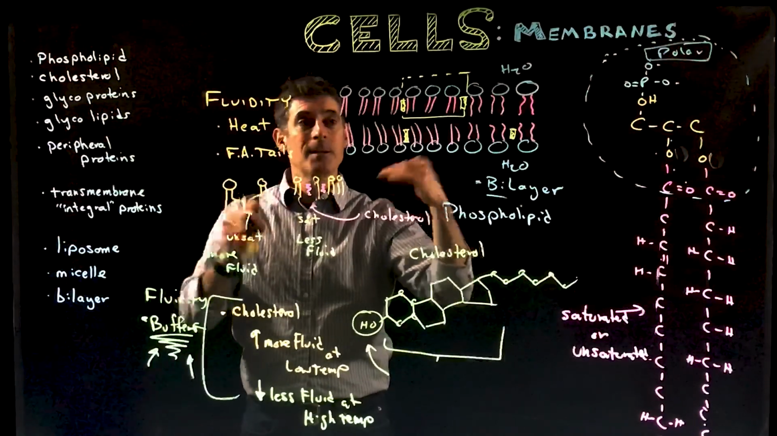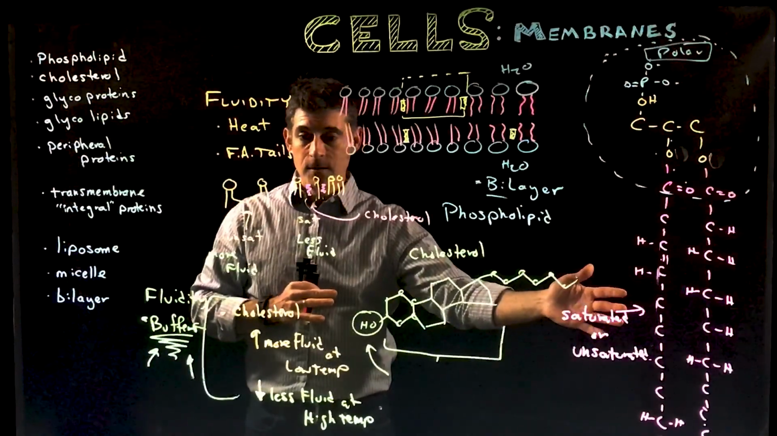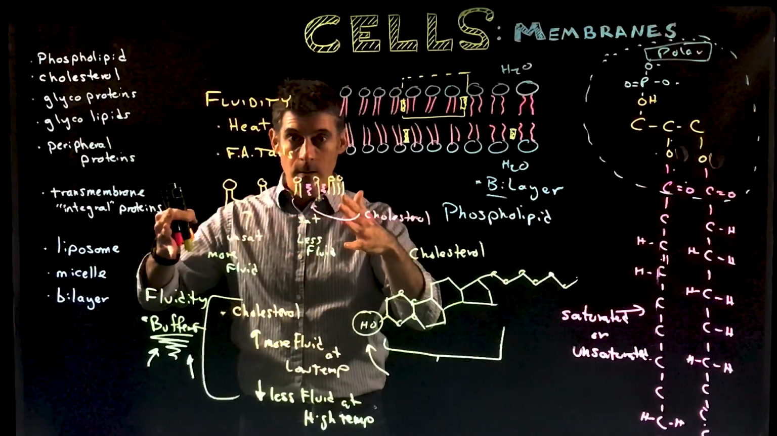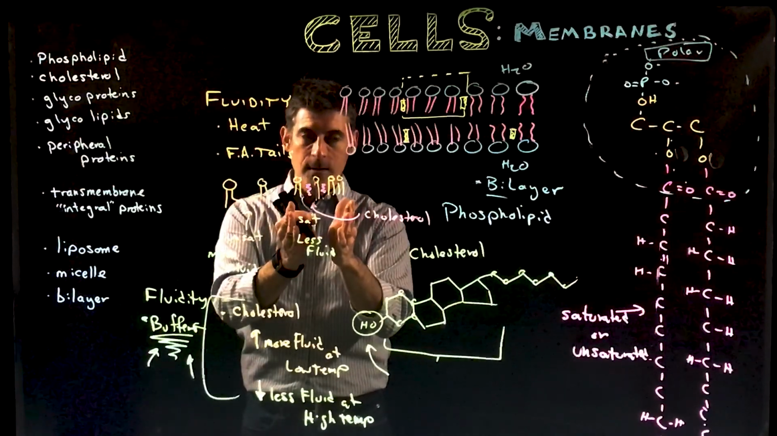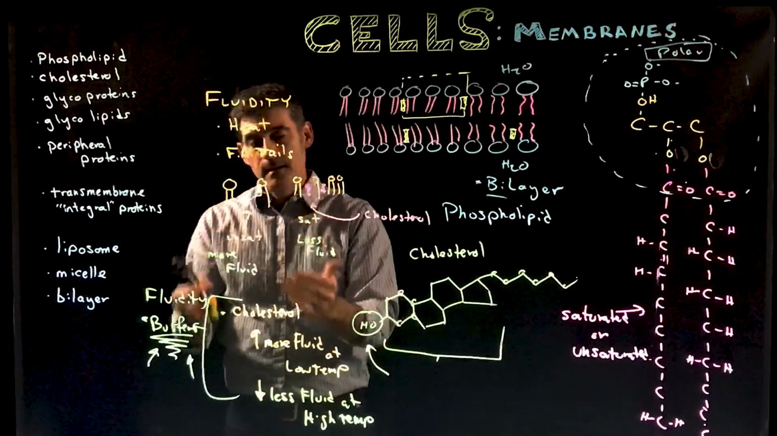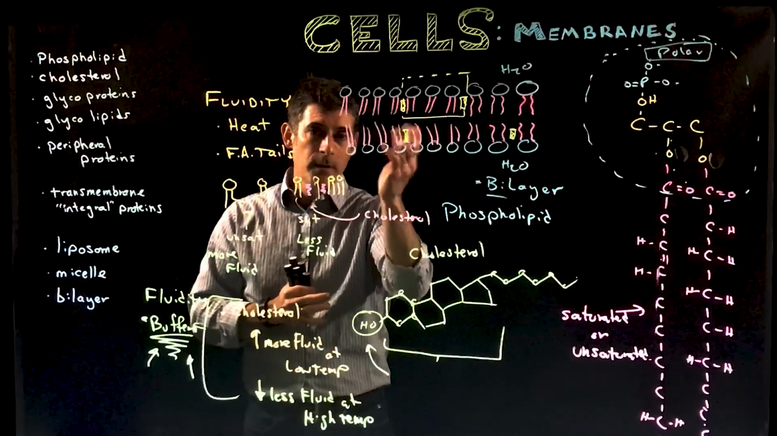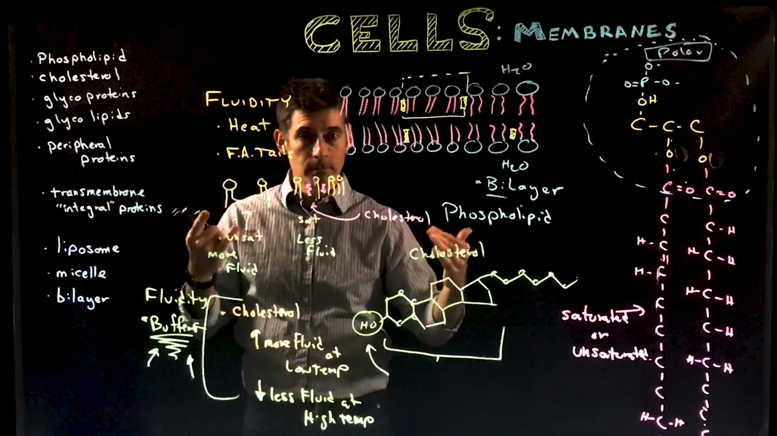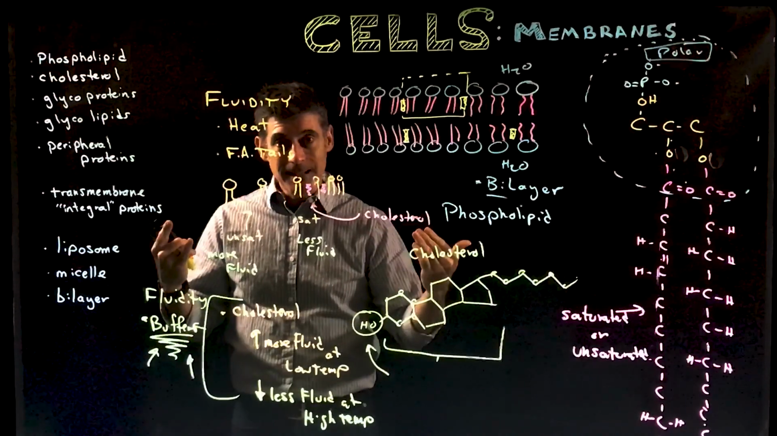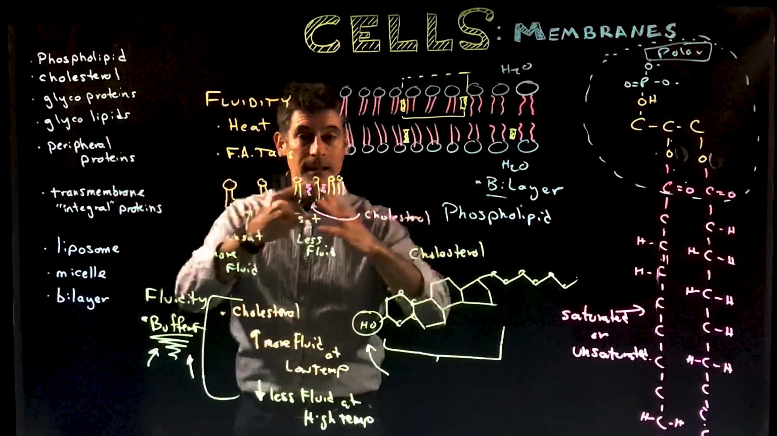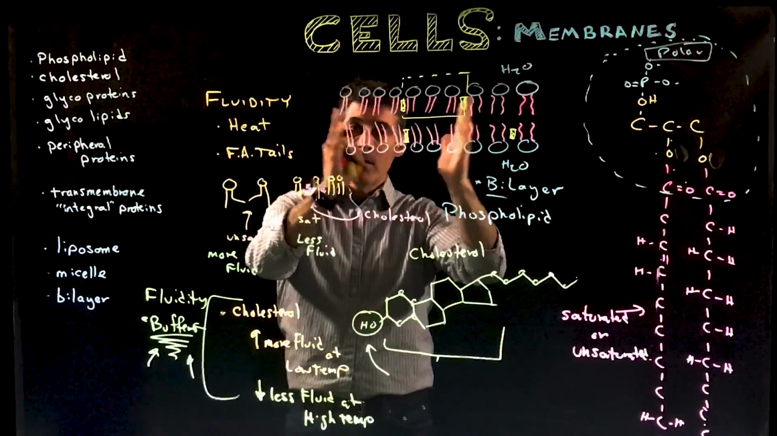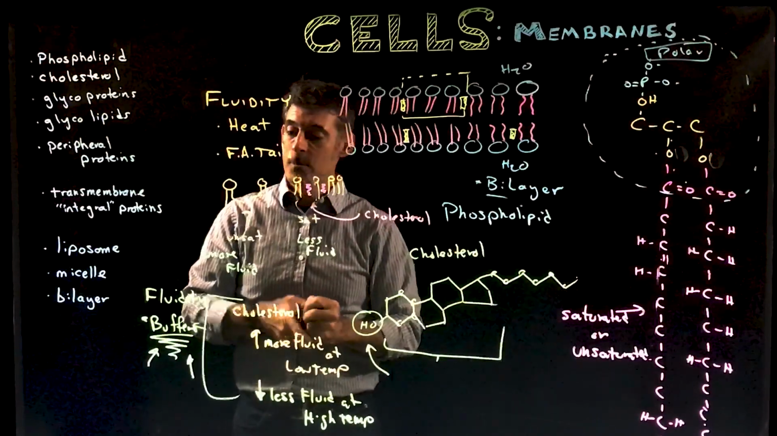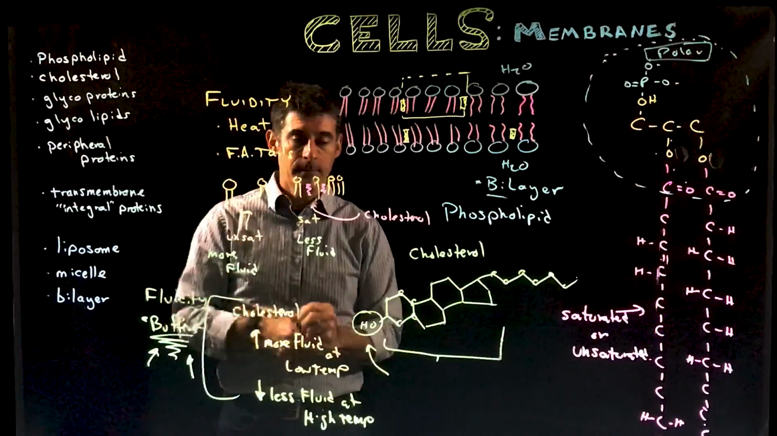How fluid are they? Depends on a number of things. The tails themselves, how bent they are or how straight they are. Unsaturated makes them more flexible. Saturated makes them less. Then the cholesterol. Adding the cholesterol in between the tails can push them apart a little bit. So in the cold, it makes them a little more flexible, a little more fluid, right? But in the heat, when they would normally be pulled apart, the cholesterol can actually counteract that in a way that keeps the phospholipids together. So we call cholesterol a fluidity buffer.